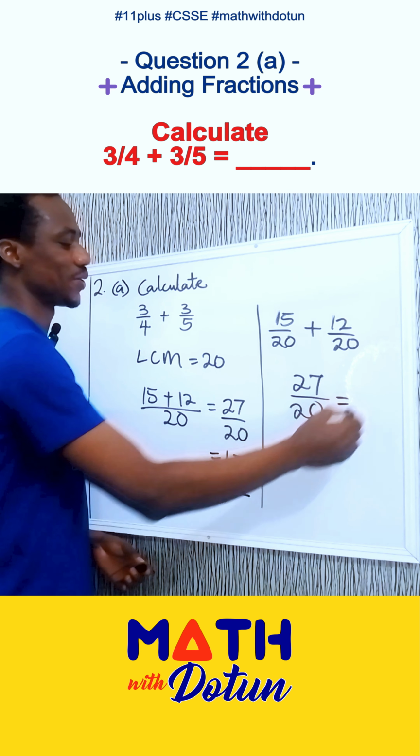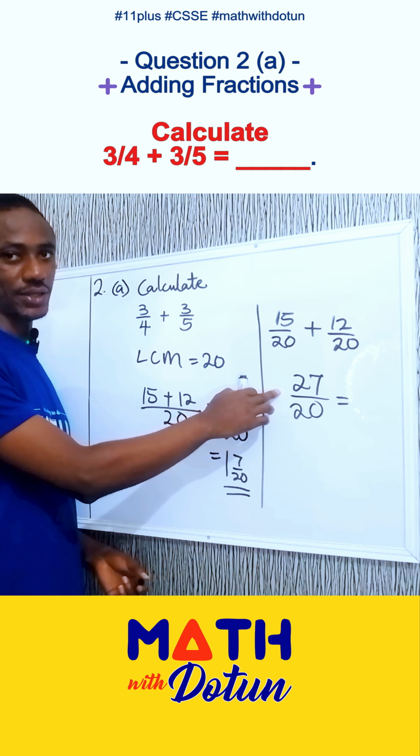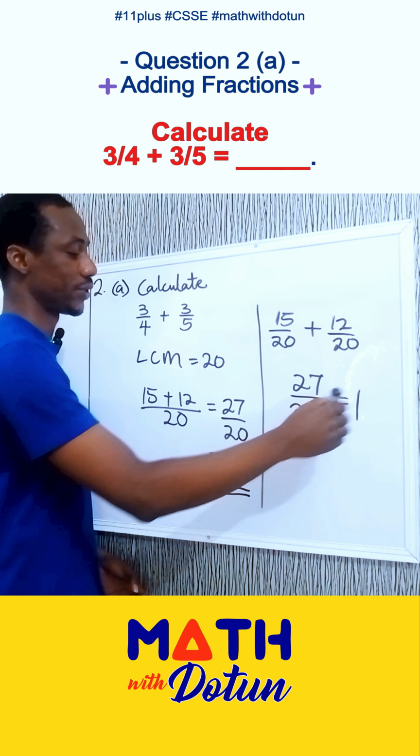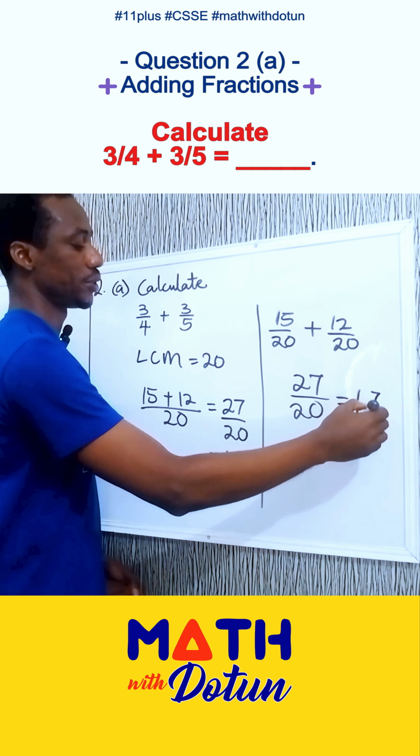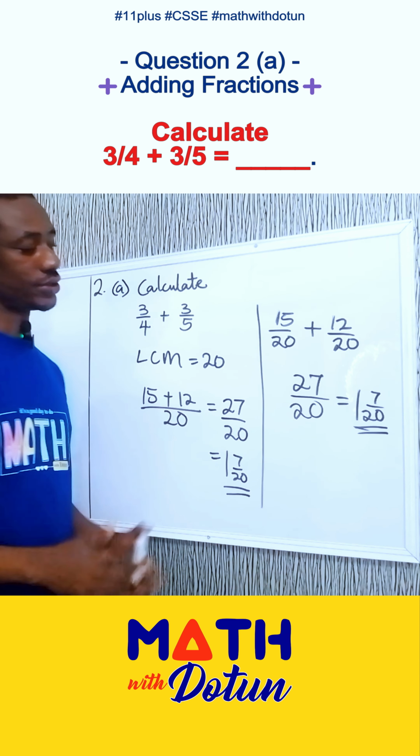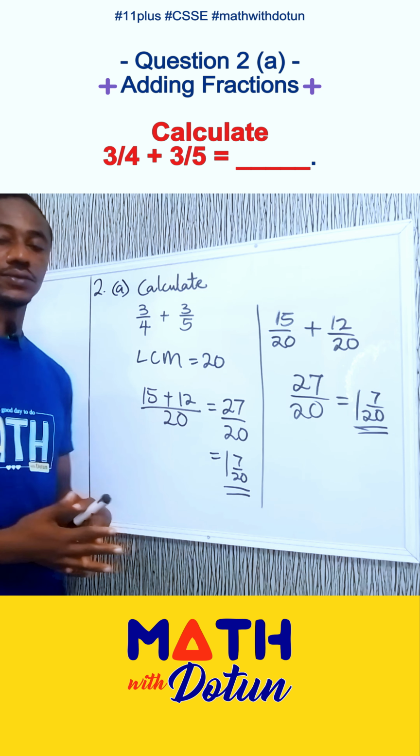All right, so we take the answer to a mixed number since it's an improper fraction, right? So how many 20s are there in 27? We've done that already. We know it's 1, and then remainder 7 over 20. So the answer is 27 over 20, which is the same thing as 1 and 7/20.